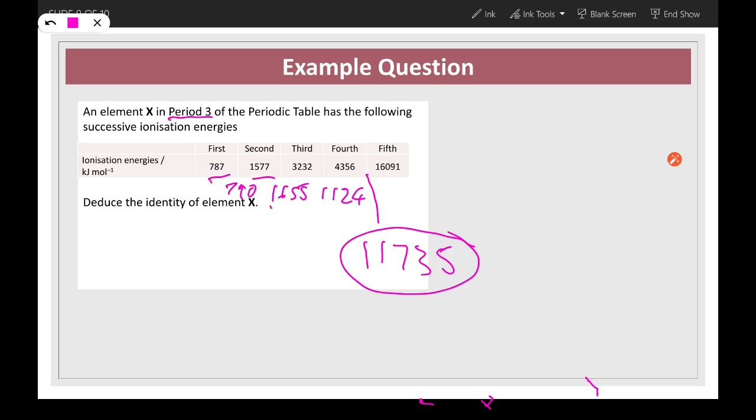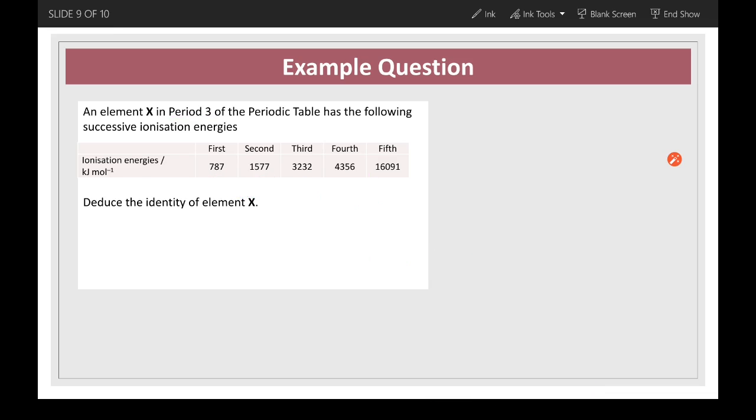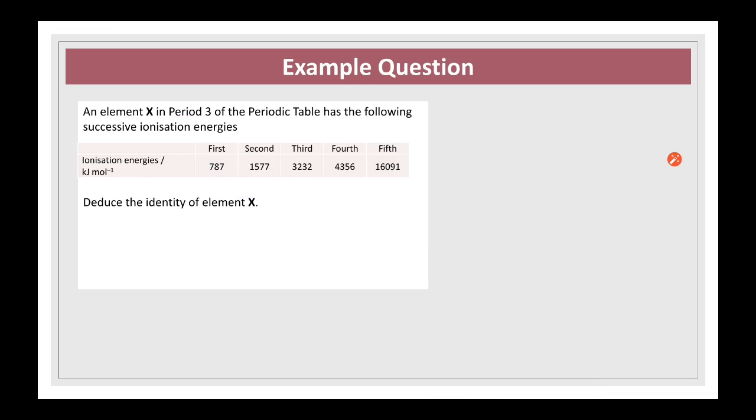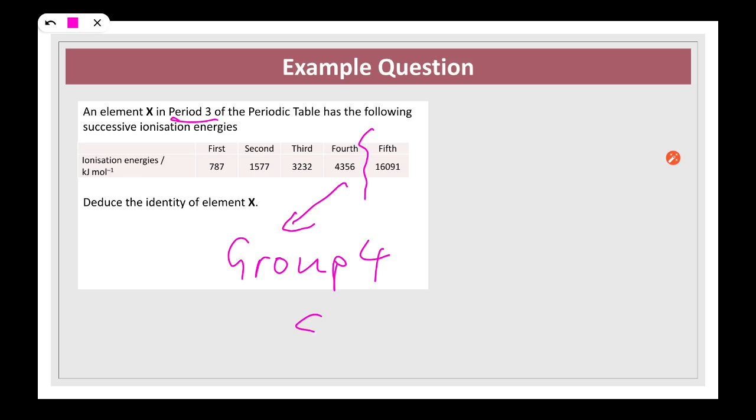Okay, so from this we can determine that our big jump is occurring between the 4th and the 5th. Therefore, that is when you're moving from energy level to energy level. So removing an electron from the 3rd energy level to the 2nd. So therefore, we must be in group 4. A quick check on your periodic table. Period 3, group 4, that should tell you it's silicon.